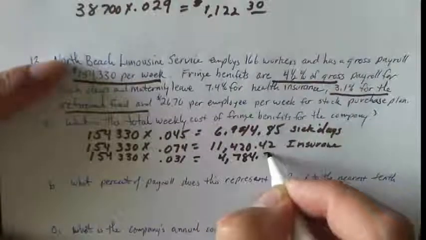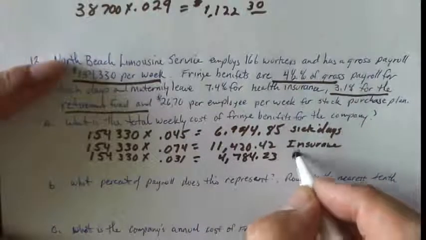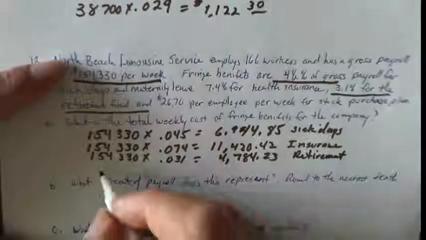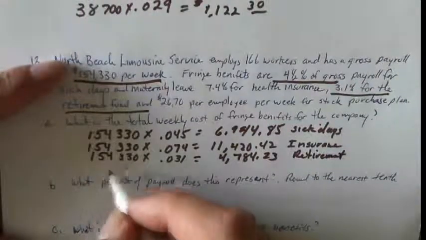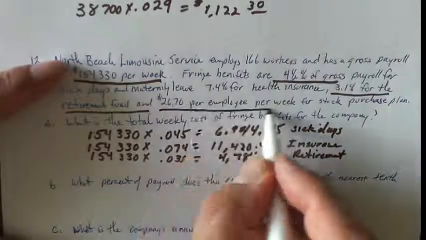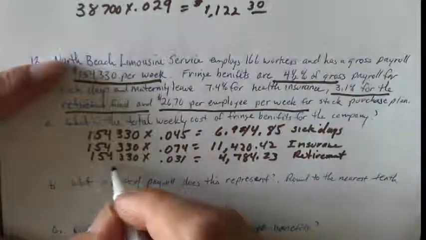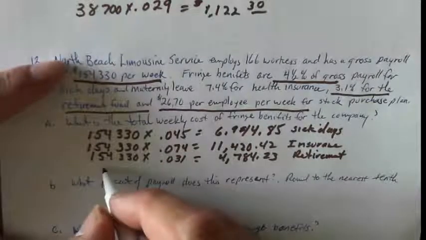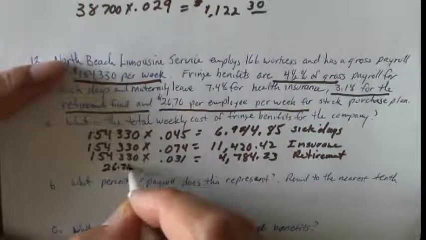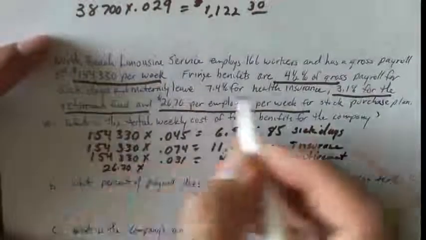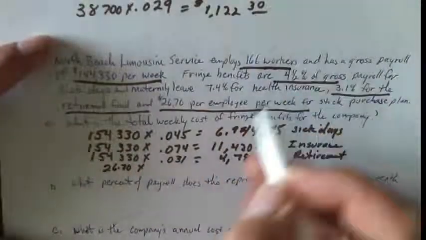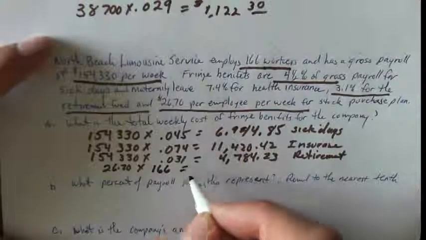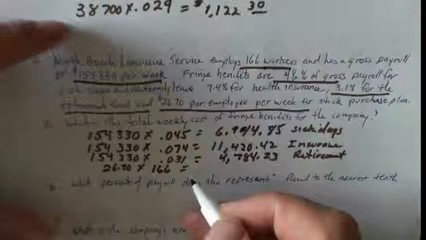4,007.84. And that's going to be retirement. And last, they have a stock option plan, 26 per employee. So this is a set amount. It's not off of the gross. It's per employee. So we have 26.70, and we had 166 workers. So that's applied a little differently. You have to just make sure we're catching those, like I said, little nuances.